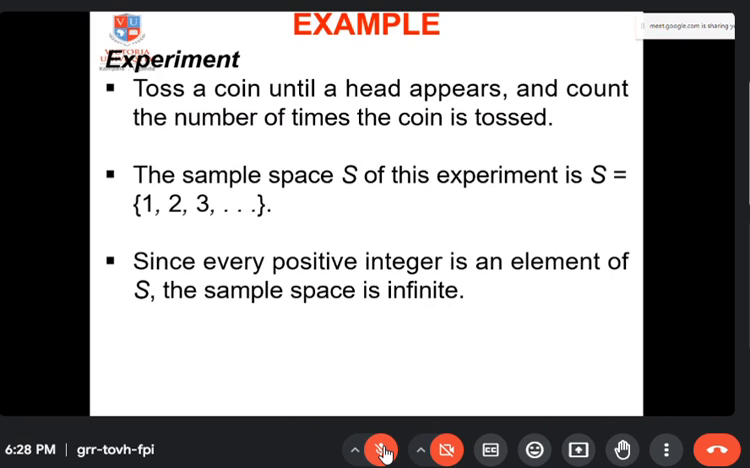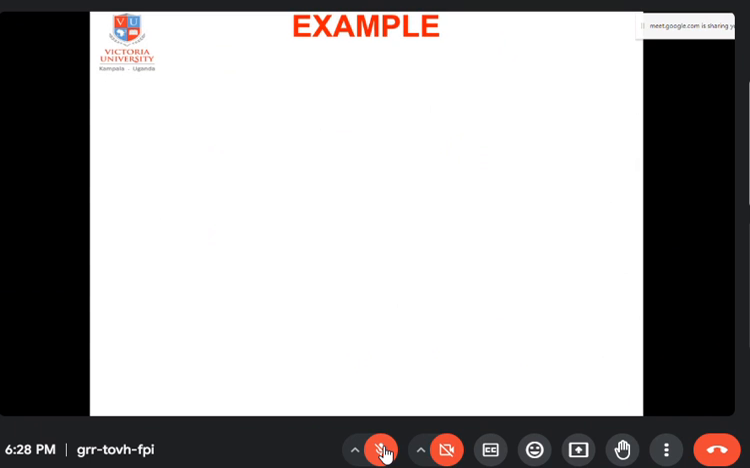I can toss once and then I get a head. But I can toss twice, no head. 3 times, no head. 4 times, no head. It is possible. So the sample space of this experiment can be the numbers 1, 2, 3, and so on, because you are not very sure how many times you will toss before getting a head. So since every positive integer is possible, we can say that the sample space is infinite.